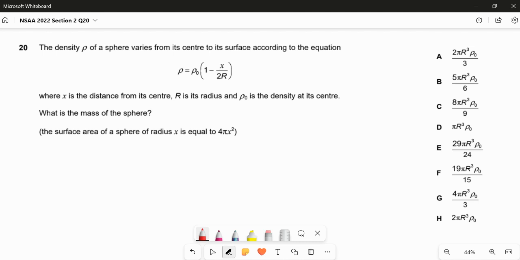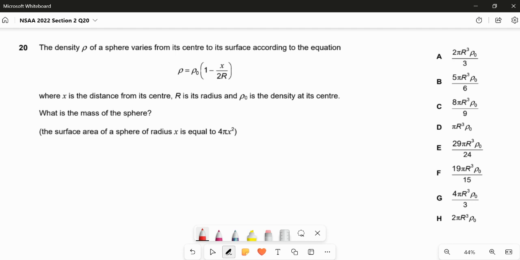So in this question we read, the density ρ of a sphere varies from its center to its surface according to this equation. So ρ equals ρ0 times 1 minus x over 2r, where x is the distance from its center, r is its radius, and ρ0 is the density at its center. What is the mass of the sphere?